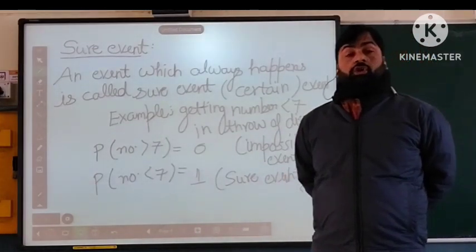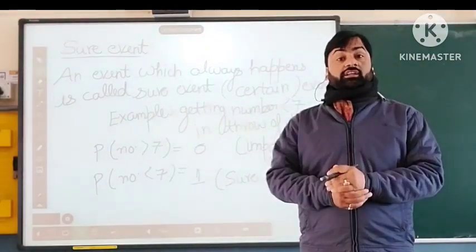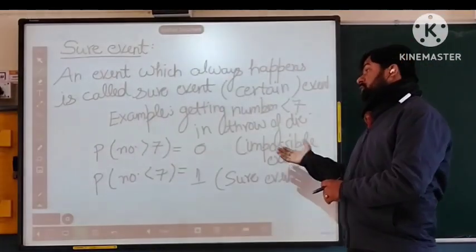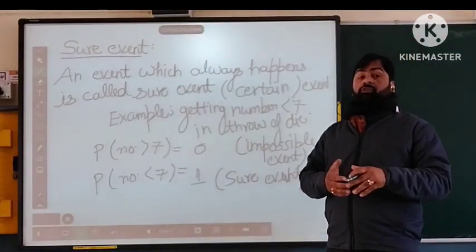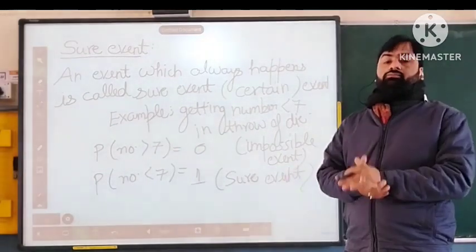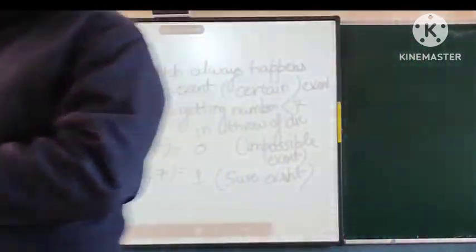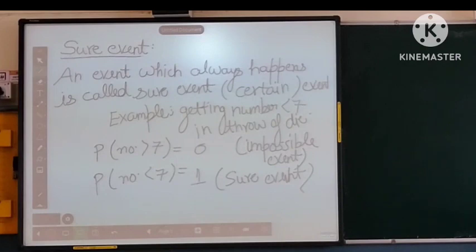So the probability of a sure event is 1. You can also call it 100%. And the probability of an impossible event is 0. Clear to all? Then we have questions after this.